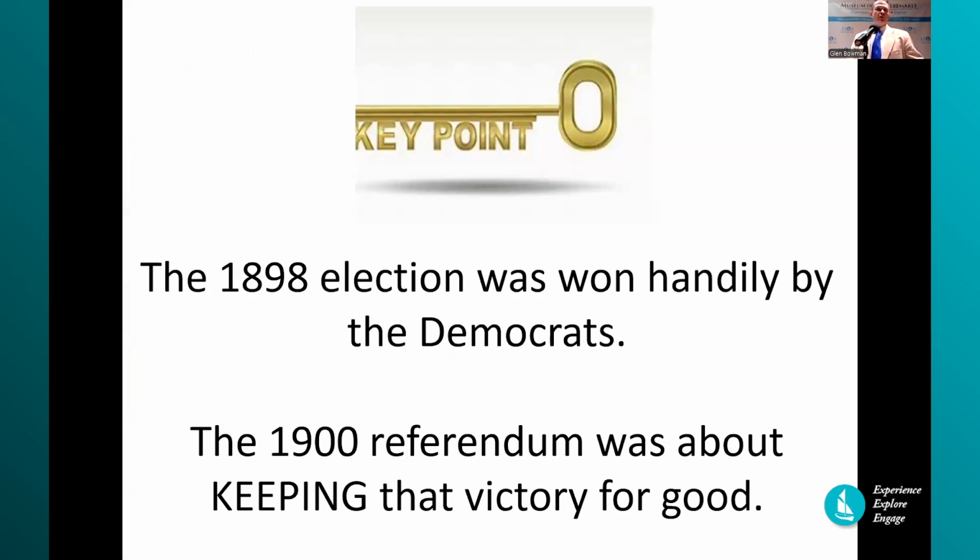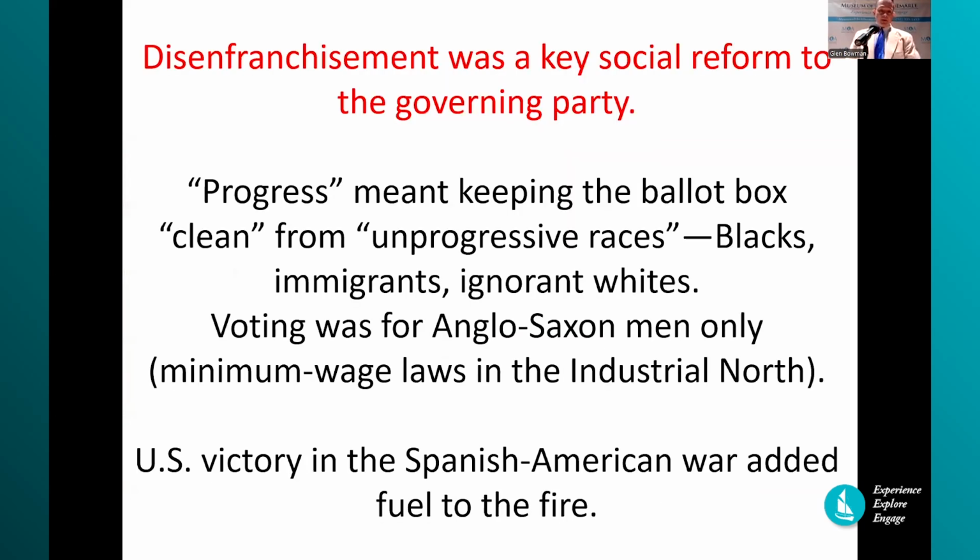In 1900, this referendum was about keeping the election of 1898 for good. It was about the Democratic Party not being able to lose power. If they kept Black voters out, then they would remain in power forever. And as we saw, they almost did. Disenfranchisement was a key social reform because it was about progress.